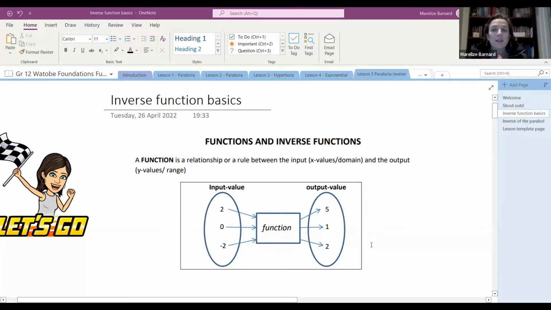Right, so let's just remind ourselves, what is a function? A function is a relationship or a rule between inputs and outputs. So what does this mean?